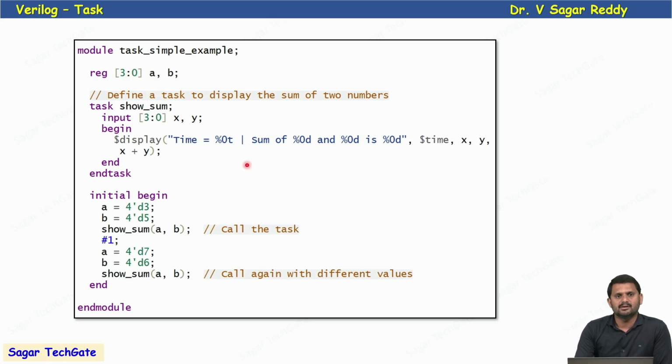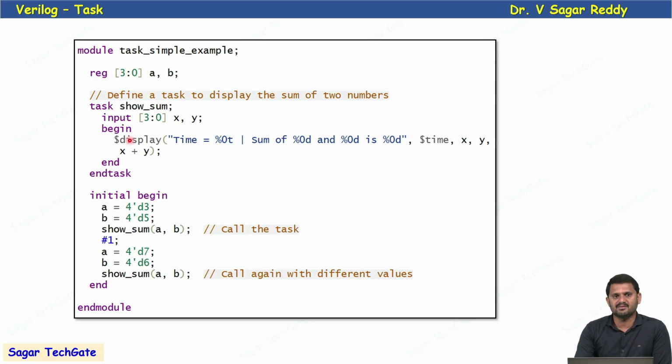Now see a simple example here. I'll define one module to show how to define a task and how to call a task. In this example, I define one task inside the module but outside the procedural blocks. Clear? The task name is show sum. Now we can write it like this also. Here I mention the inputs: input x comma y, 3 down to 0. So x comma y are the inputs for this task. What is the range? 3 down to 0. Clear?